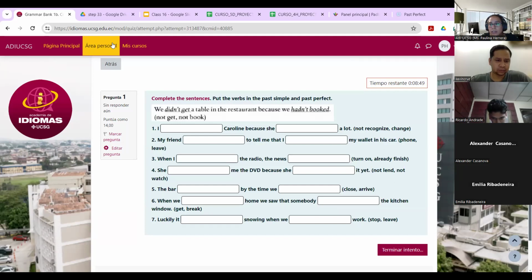Emilia, you had your hand up? Yes, in the 1B5. Okay, let me check. 1B5. It's the bar closed by the time we arrived. No, the opposite: had. The bar had closed by the time we arrived. Okay. Thank you. Teacher, please, another opportunity for this exercise. That's Elizabeth, right? Yes. Okay.